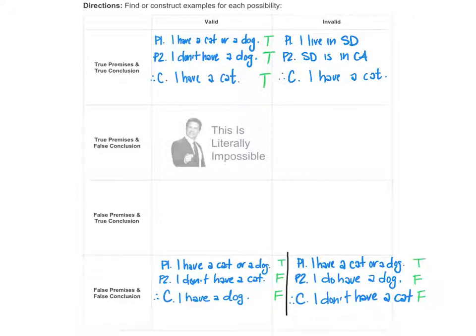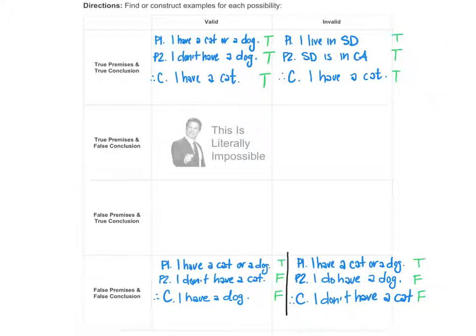So this is an example where both premises are true. I do live in San Diego, and it's true that San Diego is in California, and it's true that I have a cat. However, the relationship between the premises and the conclusion is not characteristic of a valid argument. Why? Because it's possible that both premises could be true. Let's use circles to be possibly true. It's possible that they could both be true, and yet the conclusion is false. It could be that I live in San Diego, and San Diego is in California, and yet I don't have a cat. That's lots of people, right? So that is why this is an invalid argument.